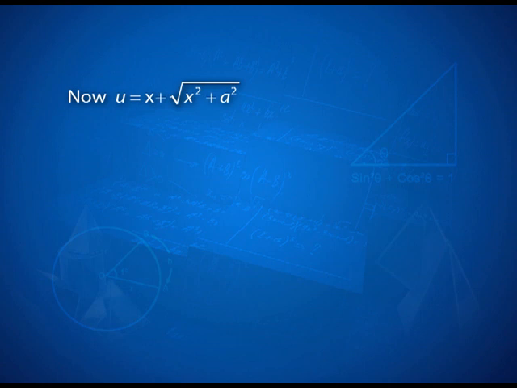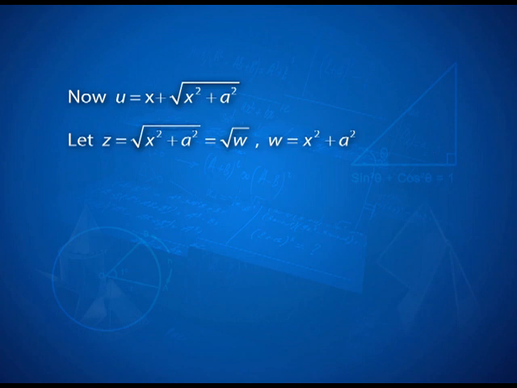So, let us just take that to be z. So, if z is root of x square plus a square, then the base function, that is x square plus a square, can be taken as w, and therefore, z becomes root of w. Are we ready then to find what dz by dx is going to be?